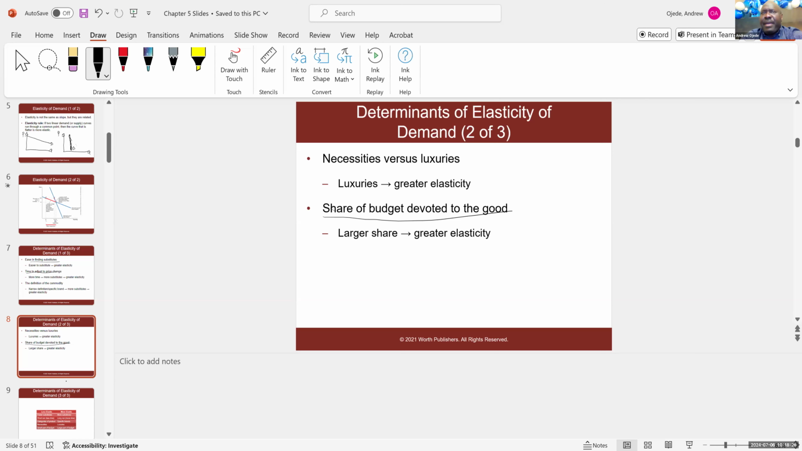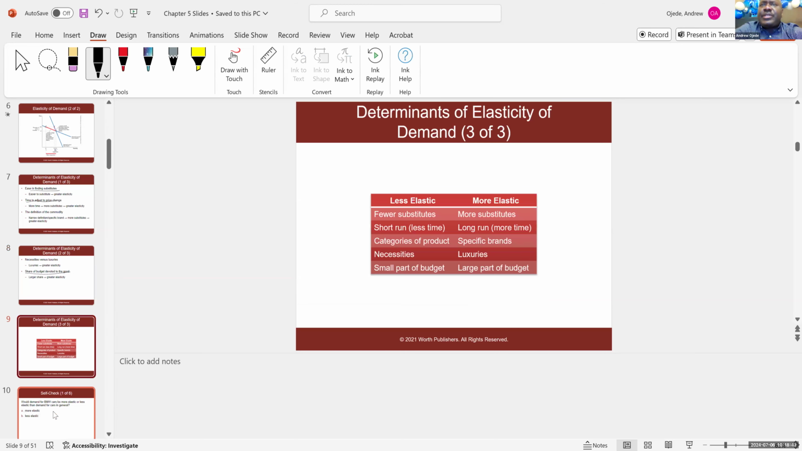Okay, so if the good takes a smaller proportion of your income or your spending, that good is going to have inelastic demand. But if it takes a larger share of your spending or your income, then it's going to have greater elasticity. It's going to be more elastic. You're going to respond more, changing the quantity demanded for any given price change.